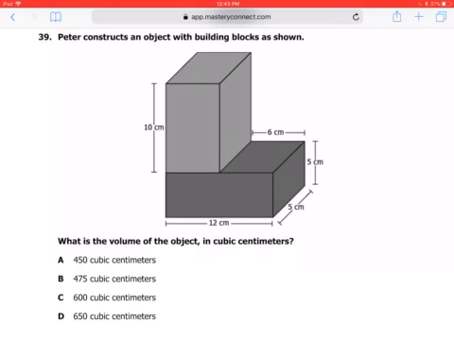39. Peter constructed an object with building blocks as shown. What is the volume of the object in cubic centimeters?